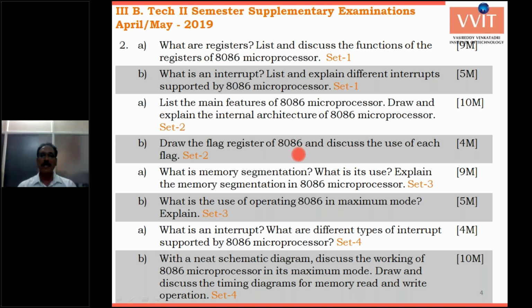What is the use and operation of maximum mode? Explain. These 2 questions are asked in set 3. What is an interrupt? What are different types of interrupts supported by 8086 microprocessor? With a neat schematic diagram, discuss the working of 8086 microprocessor in its maximum mode. Draw and discuss the timing diagram for memory read and write operations. These are questions asked in set 4 in previous examinations.